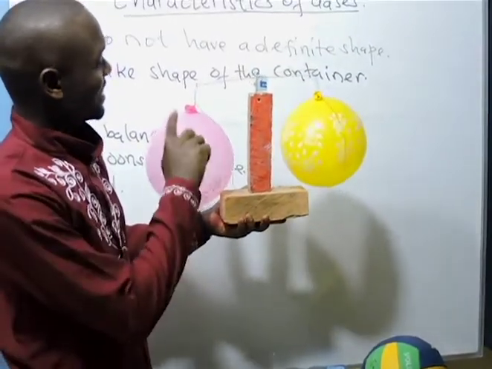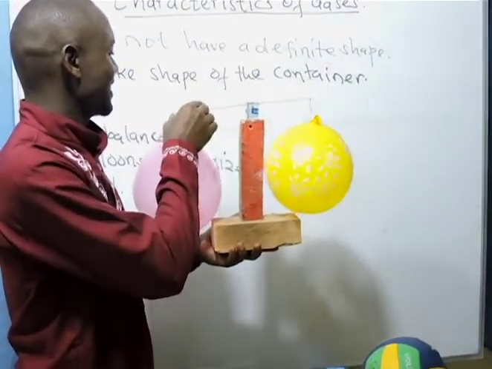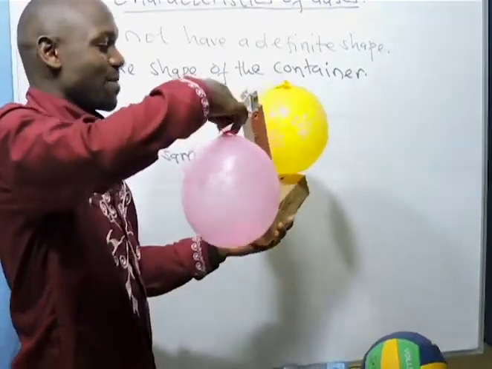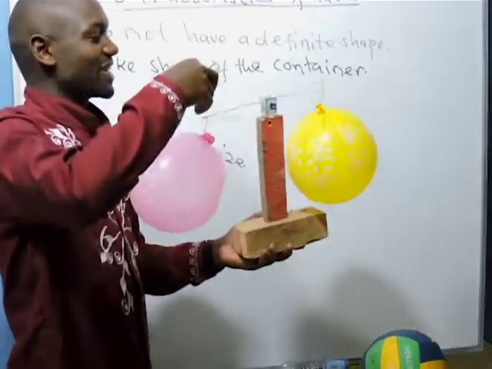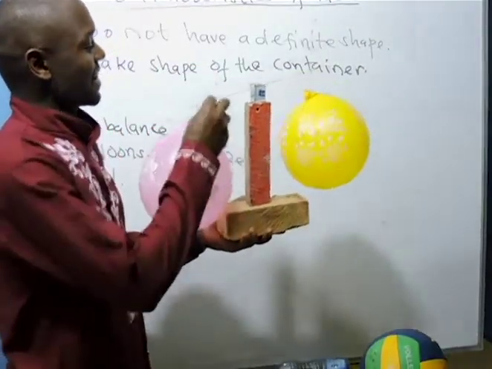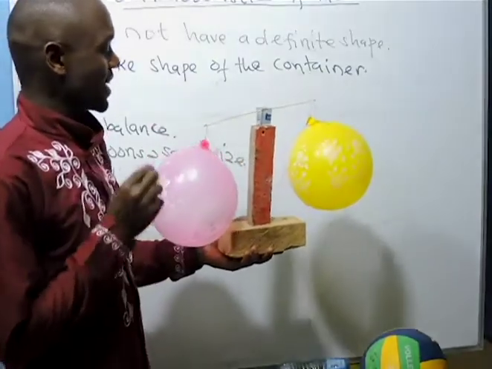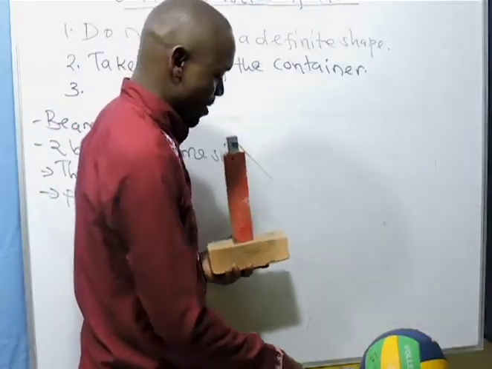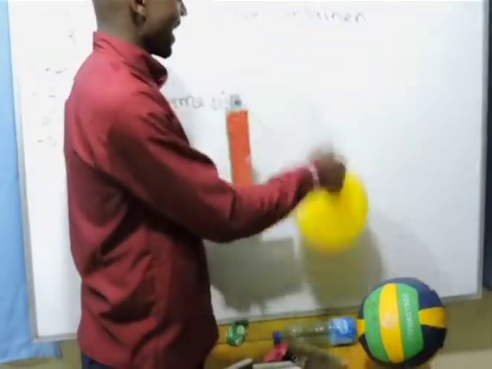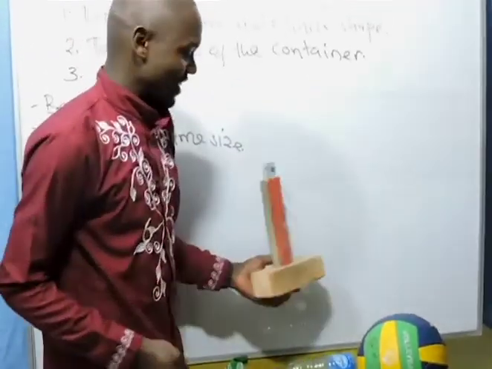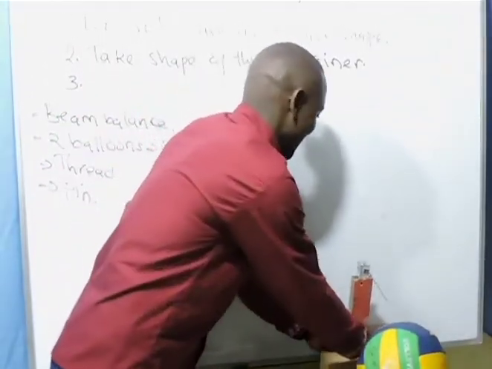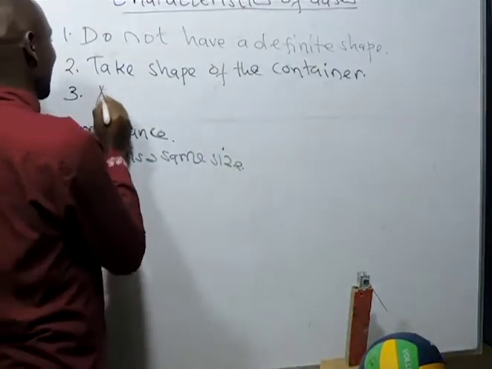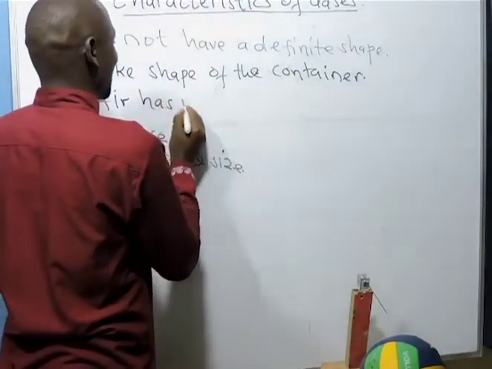So that means the amount of air in this balloon is the same amount of air in the other balloon. You can see they are balancing on the beam balance. Then from there, we prick one balloon with our pin. The other balloon will remain hanging on the other side. So what does that experiment tell us? That experiment tells us that air has weight.